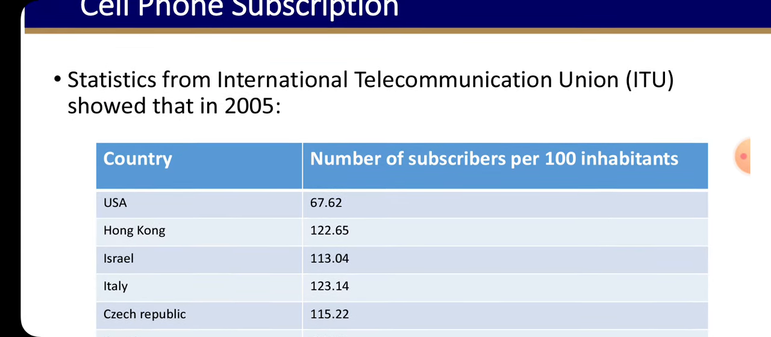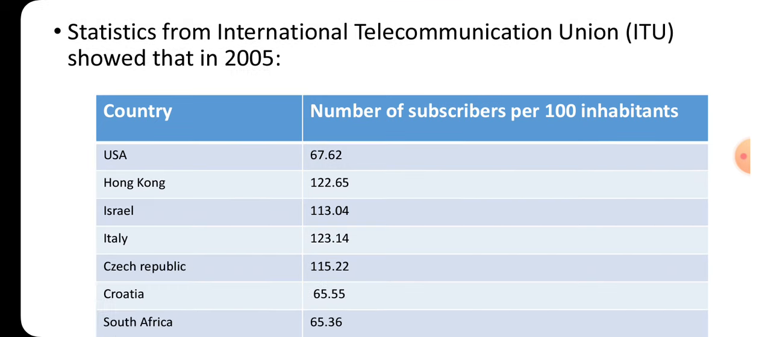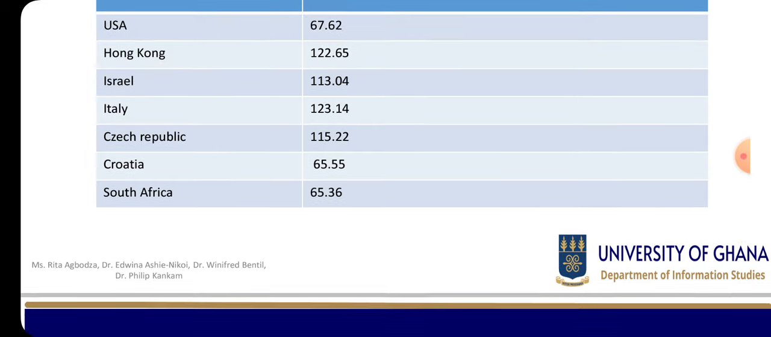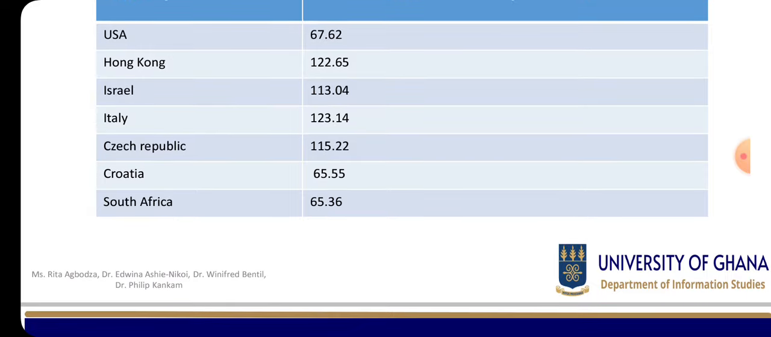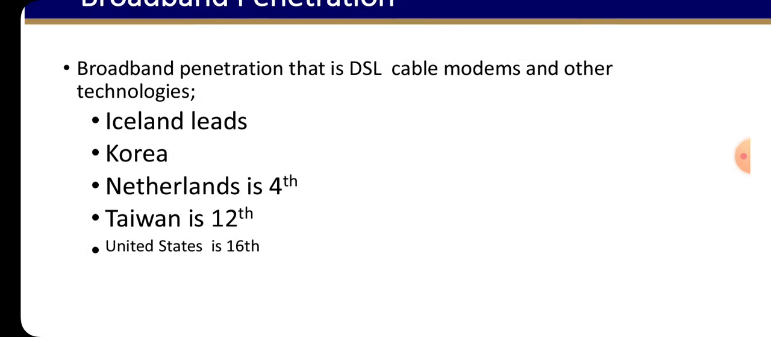So this is cell phone subscription. In those periods, these were the number of subscribers per 100 inhabitants, and this is the data by then. These are the countries that are currently at the top. Okay, the countries we are mentioning, all of them are at the forefront. They are making progress.